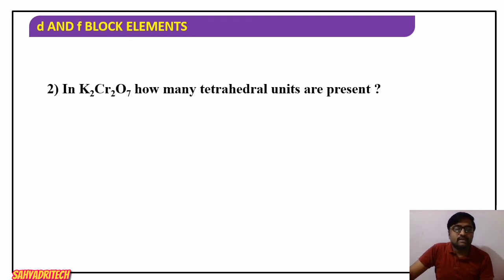Then coming to the second question. In potassium dichromate K2Cr2O7, how many tetrahedral units are present? Options 10, 0, 2, 1. There will be two tetrahedral units going to share one corner having a chromium oxygen chromium bridge.